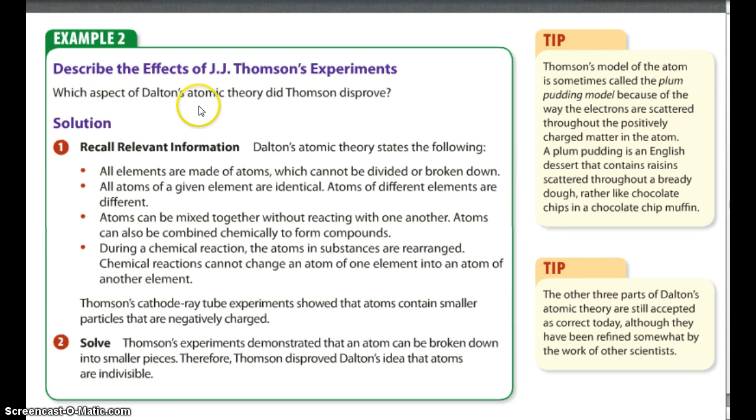So, what aspect of Dalton's atomic theory did Thomson disprove? Dalton's atomic theory states the following. All elements are made of atoms, which cannot be divided or broken down. All atoms of a given element are identical. Atoms of different elements are different. Atoms can be mixed together without reacting with one another. Atoms can also be combined chemically to form compounds. During a chemical reaction, the atoms and substances are rearranged. Chemical reactions cannot change an atom of one element into an atom of another element, so you can't take silver and turn it into gold. Thomson's cathode ray tube experiment showed that atoms contain smaller particles that are negatively charged.